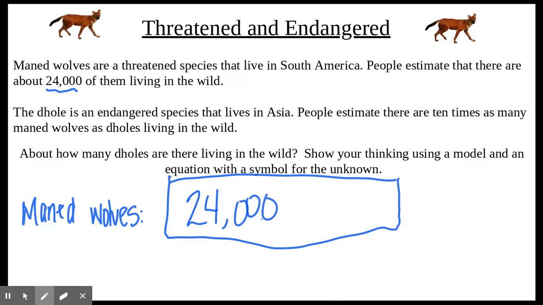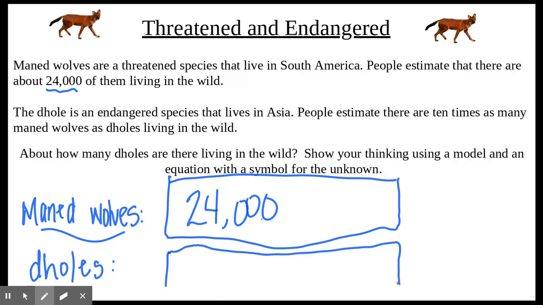Because we do not know how many dholes there are, but we do know that they estimate there are 10 times as many maned wolves as dholes that are living in the wild. So I'm going to draw another box underneath here. And we know that there are 10 times as many. So I'm going to separate this box into 10 squares. 1, 2, 3, 4, 5, 6, 7, 8, 9, 10.